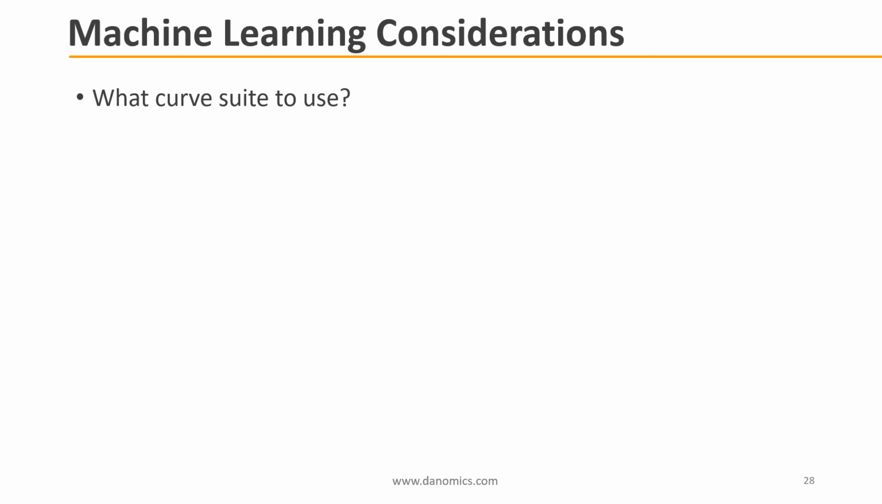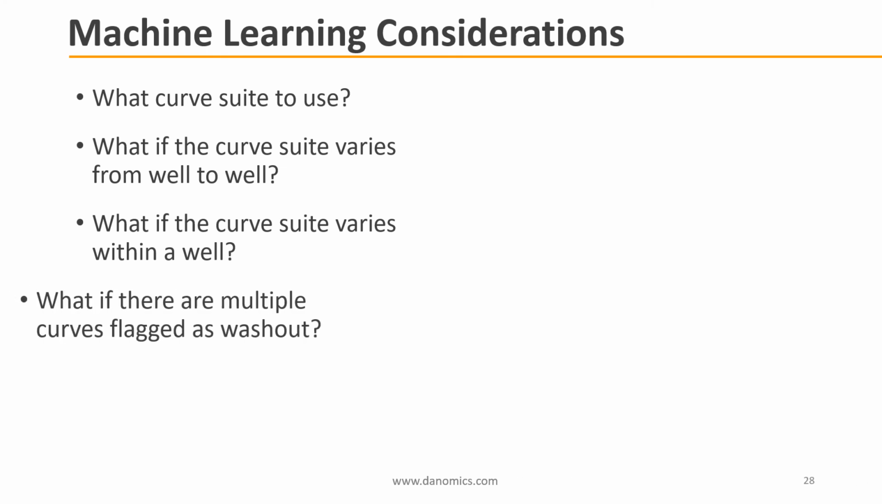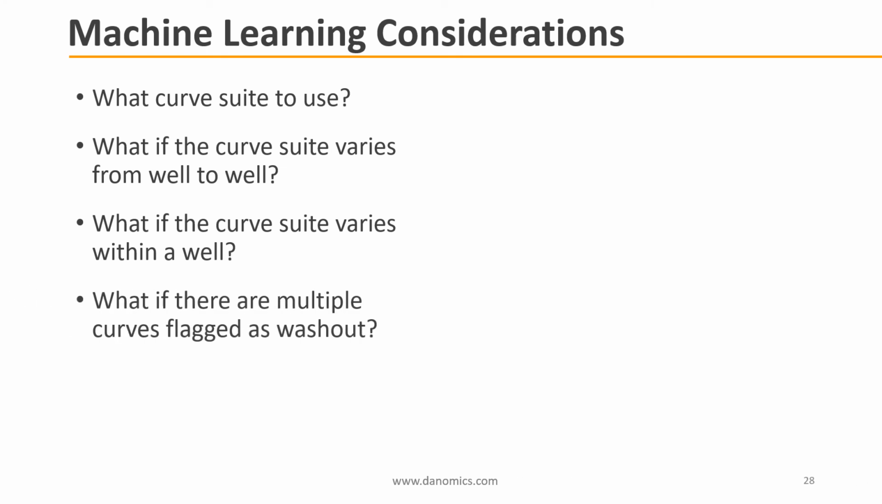So when thinking about machine learning, what curve suite to use is something that needs to be considered. You also need to consider what happens if the curve suite varies from well to well. And what if the curve suite varies within a well? So for example, you may only have a sonic log over a portion of the well, or there may be areas where the washout is bad enough that it actually affects your sonic log, so you would not want to use that in your reconstruction. So that's a consideration.